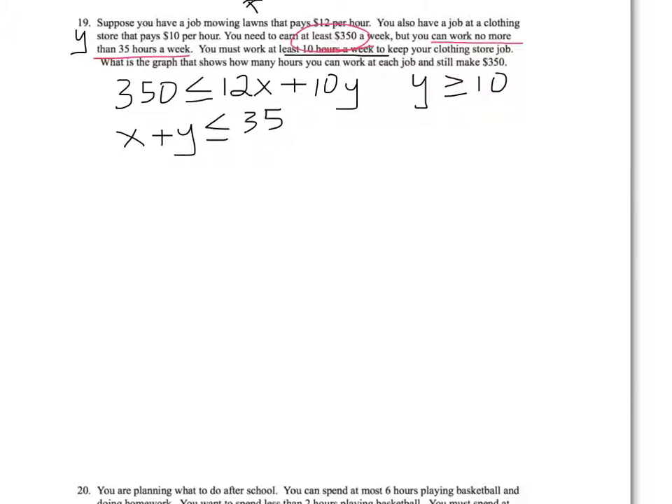All right, so we have three equations, and that's no problem. We can go ahead and graph all three. And again, X and Y both have to be above 0, so I'm only going to graph in that first quadrant.